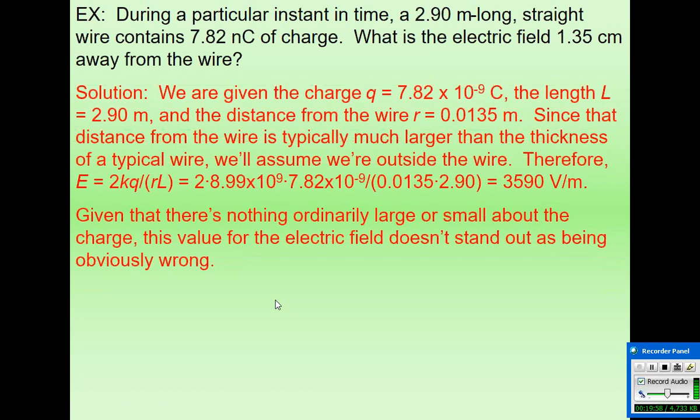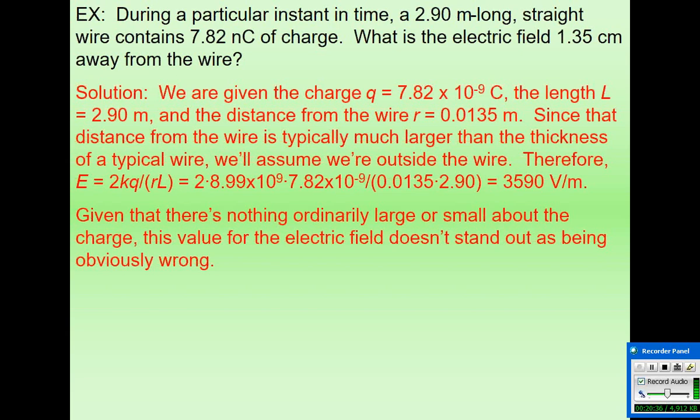We are told the charge is 7.82 times 10 to the negative 9 coulombs, and that the length is 2.90 meters. And we are 0.0135 meters away from the wire. We're assuming a thin wire. We are beyond the range of the wire. 1.35 centimeters is thicker than just about any wire you're going to see. So it's safe to assume that we are looking at the electric field at a location outside of the wire itself. So we're assuming little r is bigger than capital R.